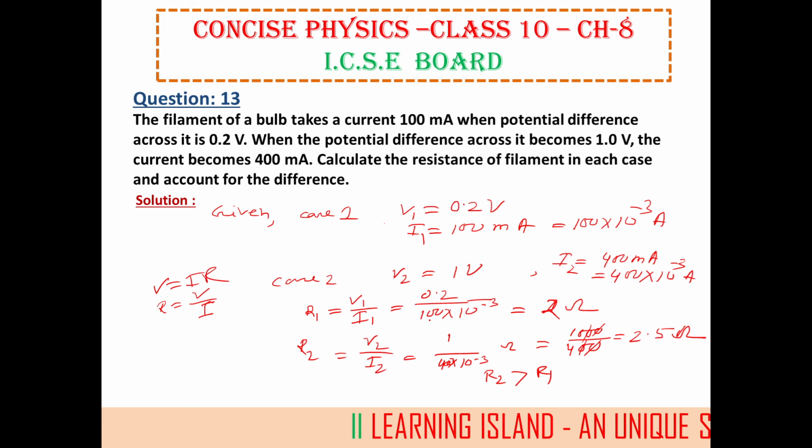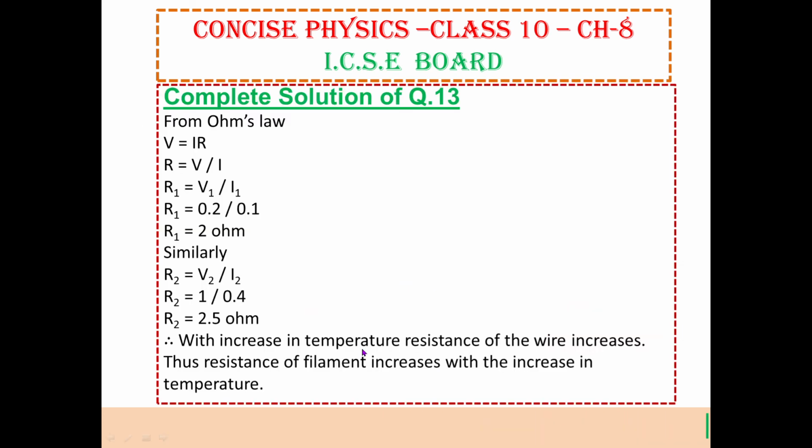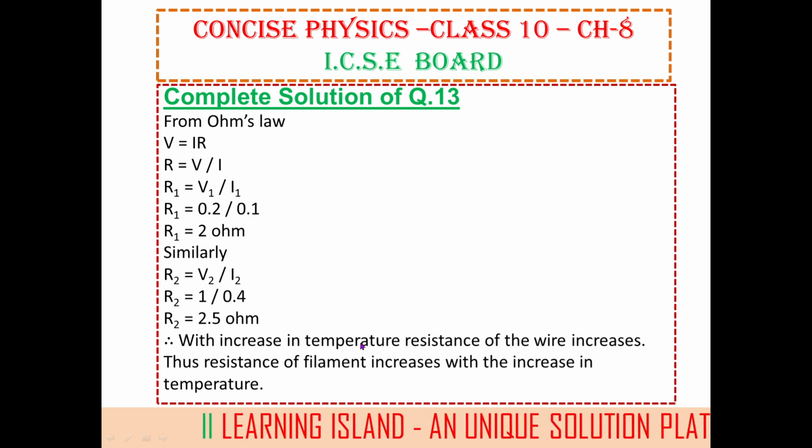So calculate the resistance of filament in each cases, find out and account the difference. Why the difference is coming? The difference is come because of increase in resistance, increase in heat. We are applying the voltage and increase the voltage, so there will be an increase in the temperature of the conductor. So we know that if the temperature increase, the resistance also increases. That's why in second case resistance is increased to 2.5 ohm. Please find the result here. So this is the final result.